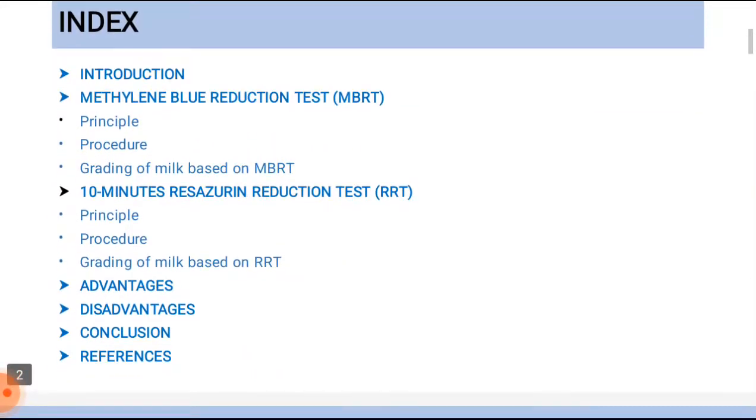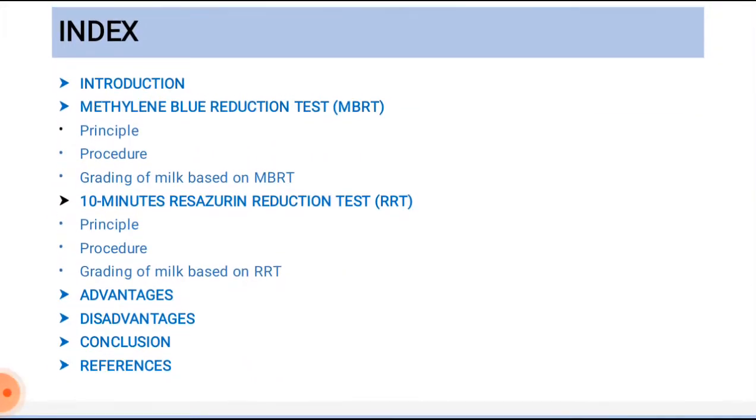Index. In index, I have included the introduction about dye reduction test, then the methylene blue reduction test, principle, procedure, then the grading of milk based on MBRT, then the 10 minutes resazurin reduction test, RRT, principle, procedure, grading of milk based on RRT, then the advantages and disadvantages of dye reduction test, then conclusion, and the last one is reference.